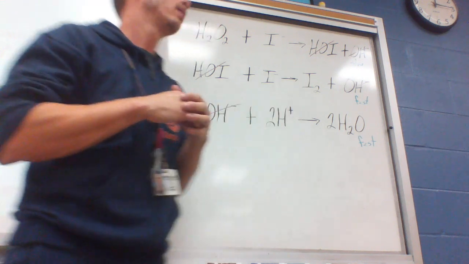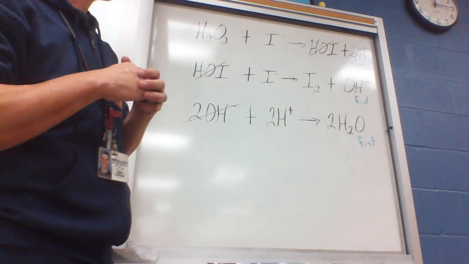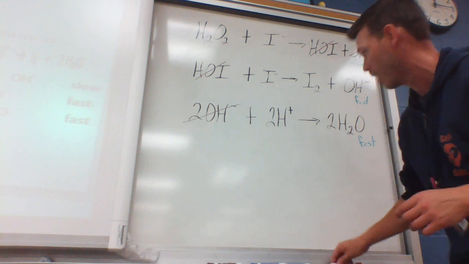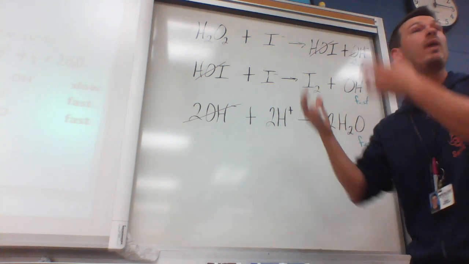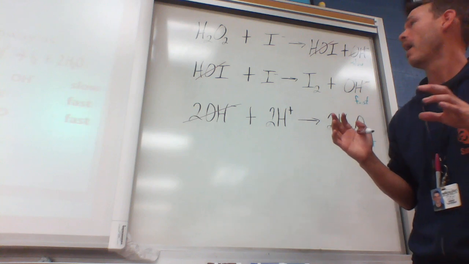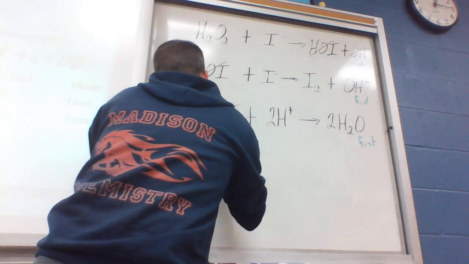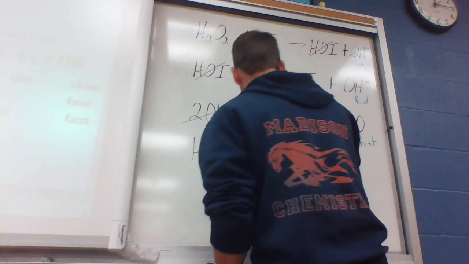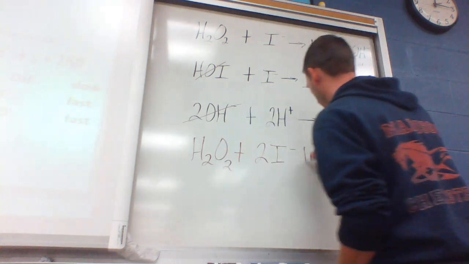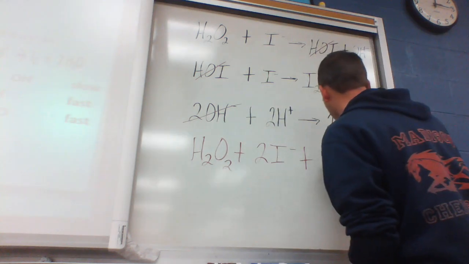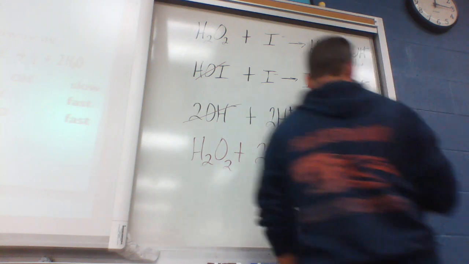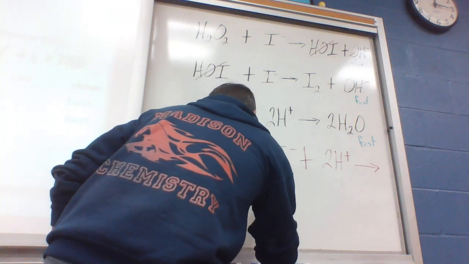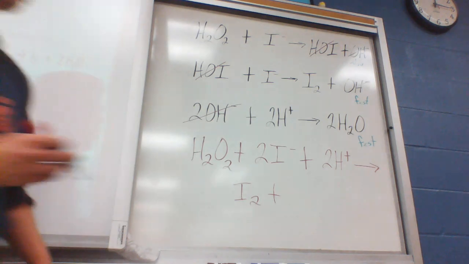And why is the catalyst in the actual final reaction if it's not allowed there? Because you're not crossing it out. Okay, so let's look at the final reaction. That's what we haven't done yet. In order to write the final reaction, we just bring down everything that's not crossed out. All right? So H2O2 is not crossed out. I've got two I minuses that are not crossed out. I've got two H pluses that are not crossed out. On the product side, I have one I2 that is not crossed out and two waters not crossed out.